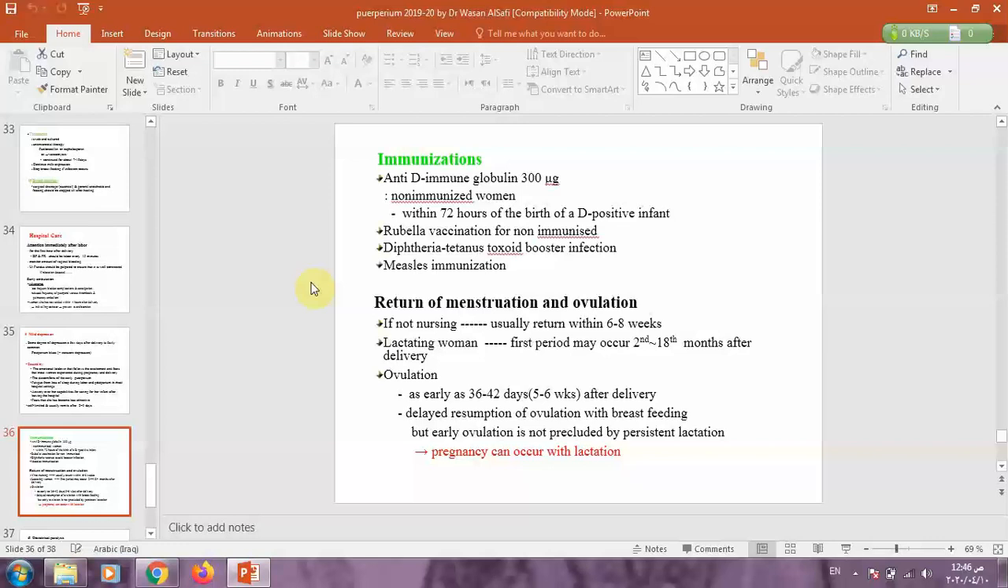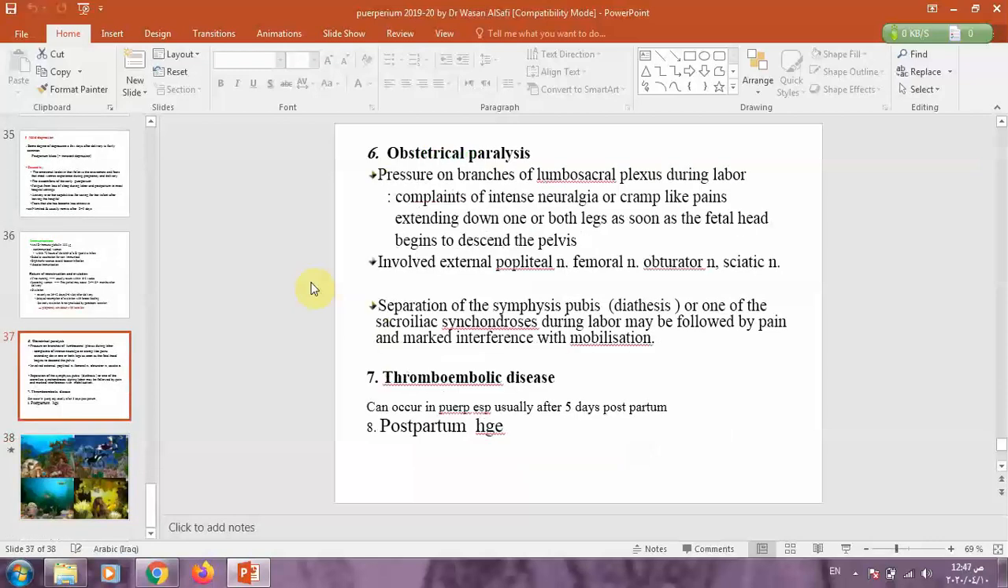Resumption of ovulation is delayed with breastfeeding. Complete breastfeeding may delay ovulation, but early ovulation is not precluded by persistent lactation. Pregnancy can occur during lactation, so take care. It is not a method of contraception.